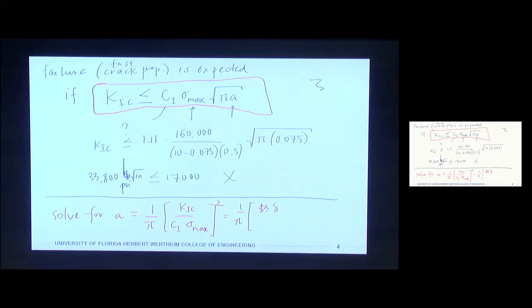33.8 divide by 1.11. And the stress comes out to be 32,000 psi. So I'll just write like 32 kpsi. That's already in those units. And this comes out to be 0.28 inches. So we have a long way to go.